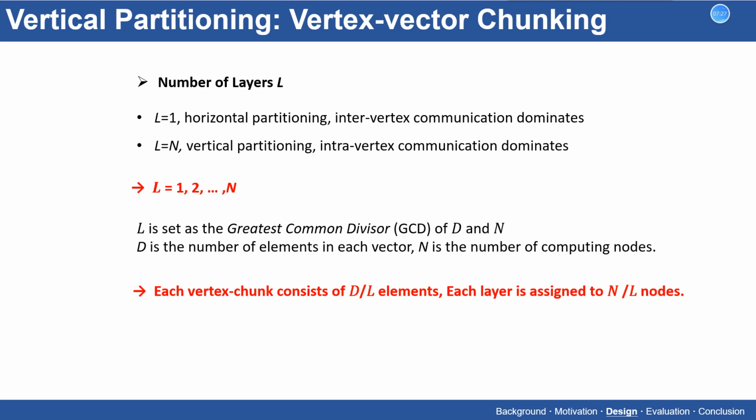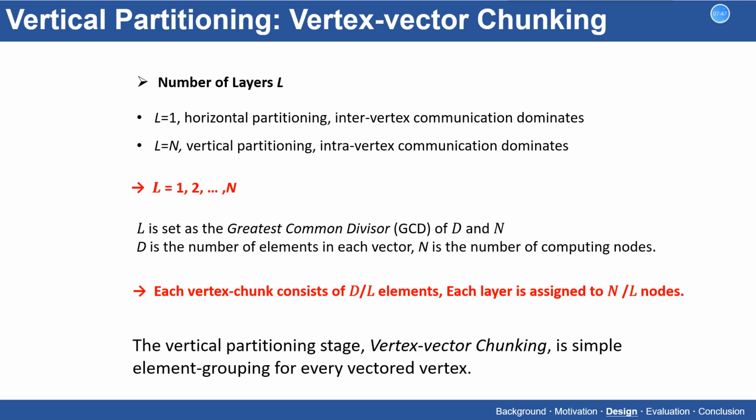GraBi sets L as the greatest common divisor of D and n, where D is the number of elements in each vector, and n is the number of computing nodes in the cluster. In this way, a vertex chunk consists of D out of L elements, and each layer is assigned to n out of L nodes. To summarize, the vertical partitioning stage, vertex vector chunking, is simple element grouping for every vectored vertex.